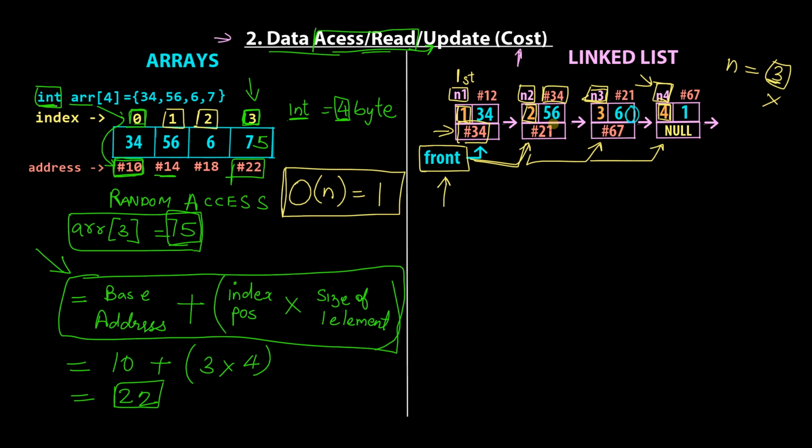Okay? But here, as I mentioned, random access is not possible. So what is possible is sequential access. So the only way you can access data in a linked list is by performing sequential access.